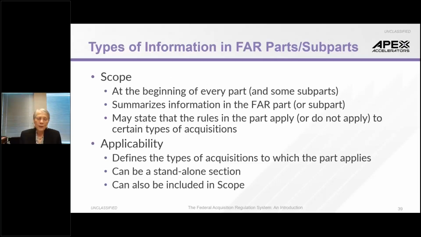Types of information in the FAR parts and subparts. Scope is at the very beginning of every part, and it summarizes the information that's in that part or subpart. And it may state that the rules in that part apply or do not apply to certain types of acquisitions. And that is important to note. Then it talks about applicability. And there's where they define the types of acquisitions that the part applies to. And that can be a standalone section, or it could be actually included in scope. And not all of these sections are included in all parts of the FAR, but I wanted to try to explain what the purpose of each one was when you see that heading.